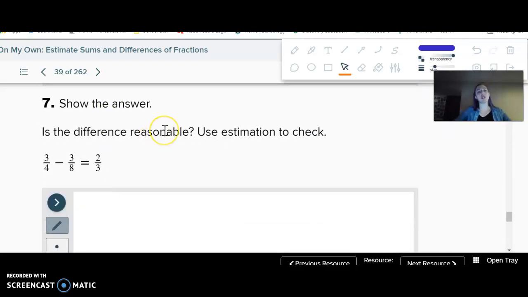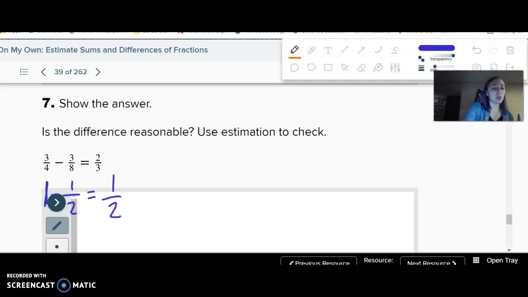Ooh, let's do one with subtracting. So if I have 3/4 minus 3/8, is 2/3 a reasonable estimate for that? Go ahead and choose. All right, well, 3/4 is one of those ones that I could either round to 1/2 or to 1. So say I rounded it to 1. 3/8 is pretty close to a half. And if I subtract those, I get a half.